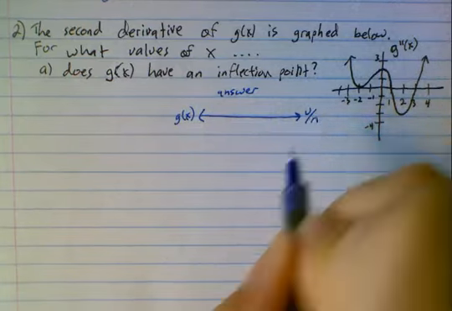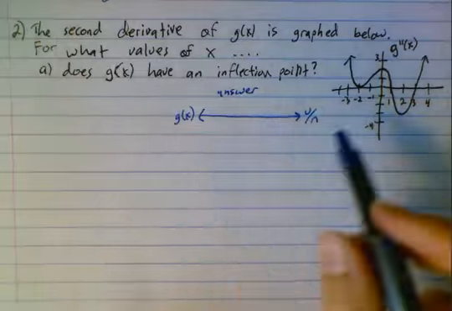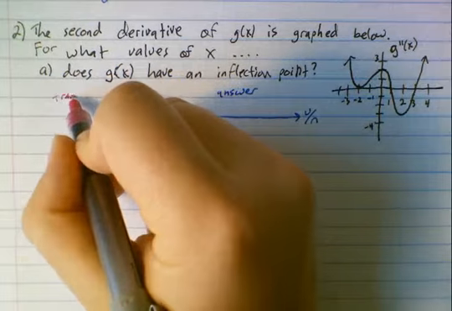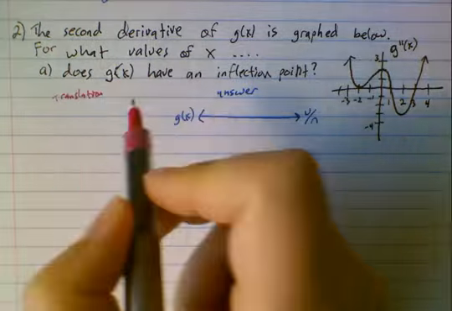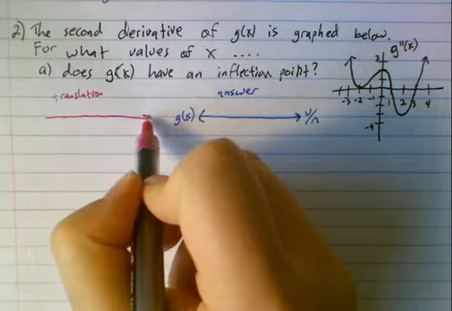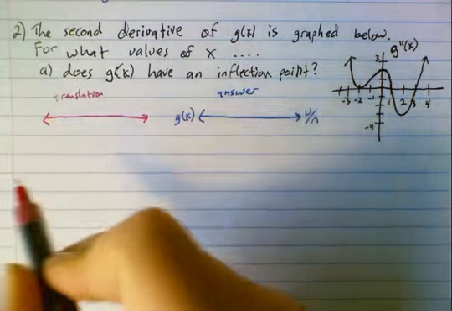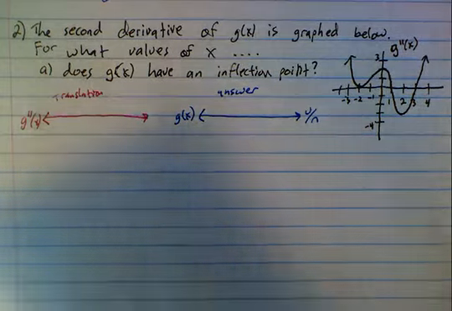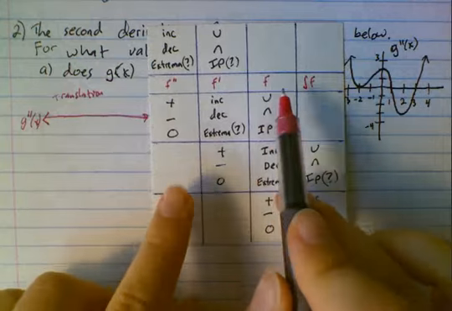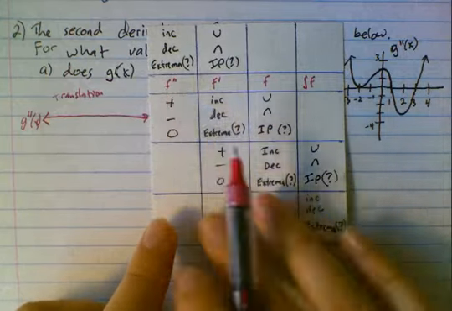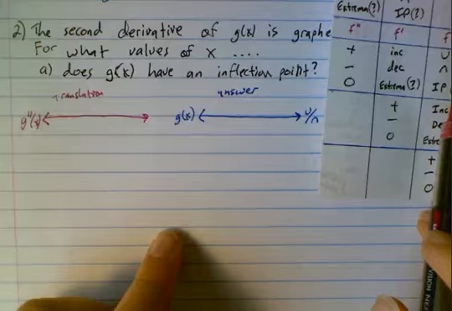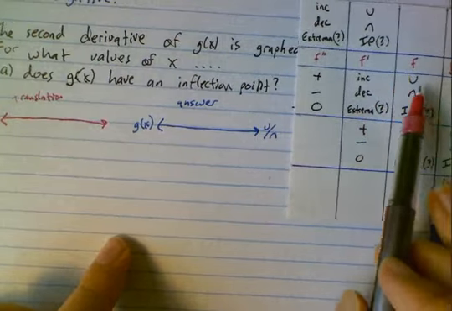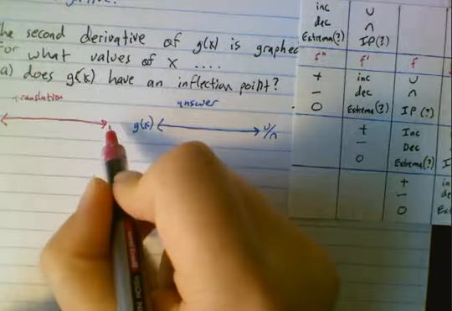An inflection point is where the graph goes from concave up to concave down. And what we're given for our translation line, so we have g double prime. So that means we're translating from here, skip over all the way to here. So concave up, concave down translates to plus minus.